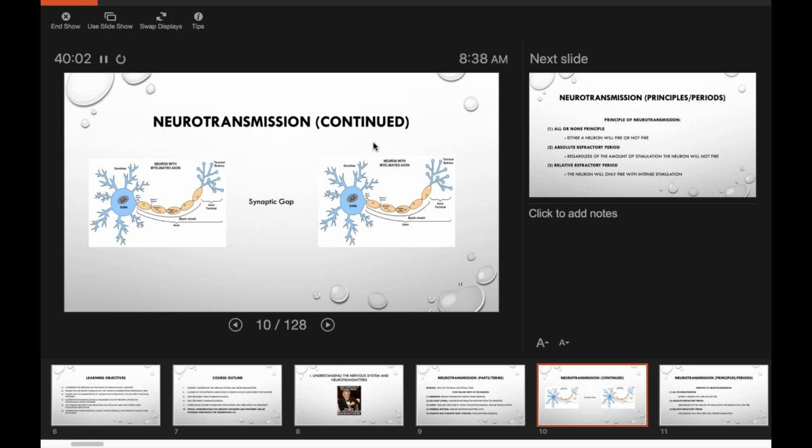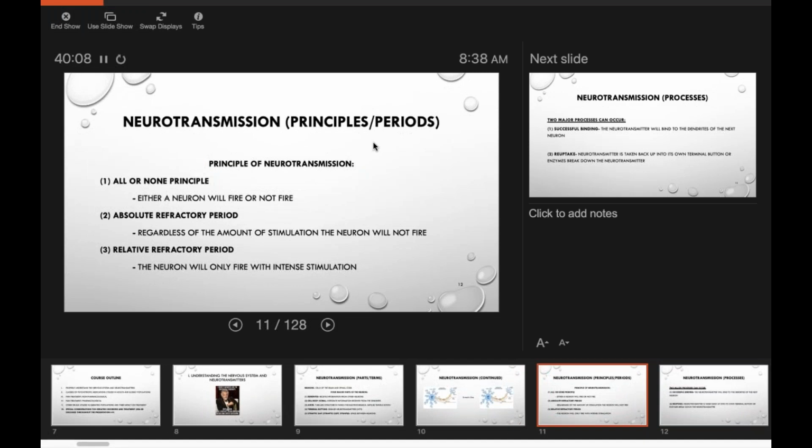So before I talk about the other things that could possibly happen, I want to talk about some principles of neurotransmission. So the all or none principle says either a neuron is going to fire or it's not. In order for a neuron to fire, it has to reach a certain threshold of energy. So in order for us to get out of bed in the morning, we may need caffeine to give us some extra energy to get out of bed, right? So we have to energize to a certain point to get up, get out of bed, do things.